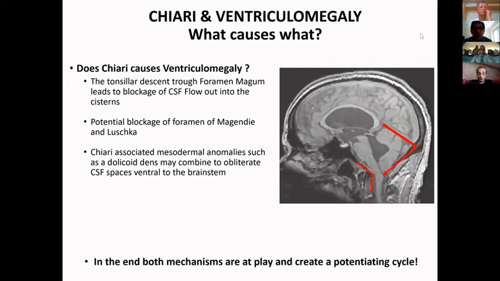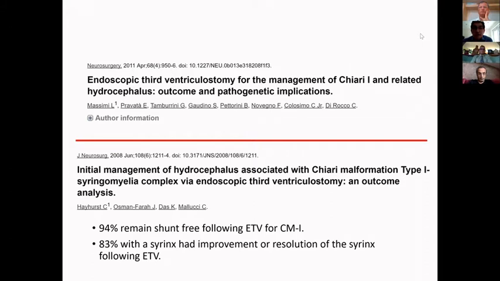Now, of course, don't take my word for it, but there are multiple publications now coming out from Professor De Rocco's team, from my good friend Colin Malucci in Liverpool, and all of these are indicating that if you just do an ETV for a patient with ventriculomegaly and Chiari, 94% will remain shunt-free, and 83% with the syrinx will show improvement and resolution of the syrinx following the ETV. So this is a minimal procedure with a resultant improvement, not only in the hindbrain hernia regression, but also deflation of the syrinx.